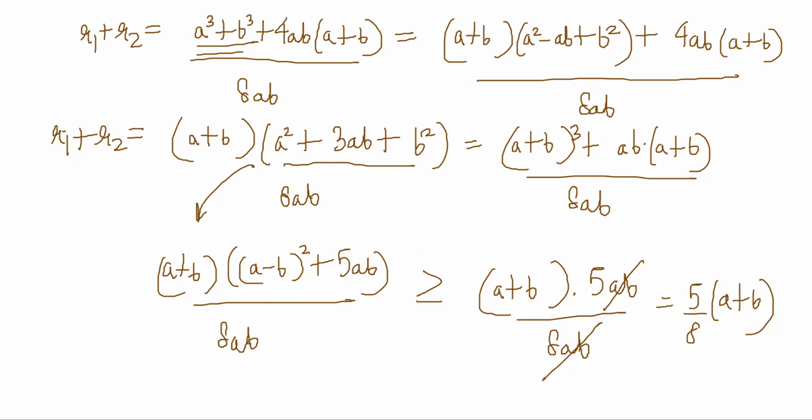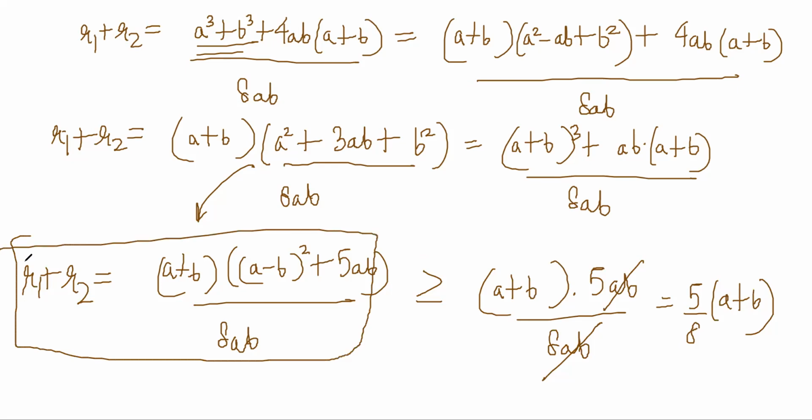That is one of the options. This was equal to this, r1 plus r2 was equal to this, basically this. And you can say that this perfect square is greater than or equal to 5ab by 8ab.